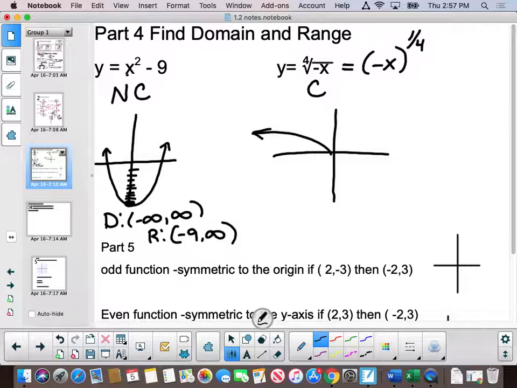So the domain is, how wide is this gonna go? From negative infinity to 0, bracket. And the range, how low is this? 0 to infinity, bracket. Is that a bracket? Yeah, I think you switched it. I switched it. Yep.